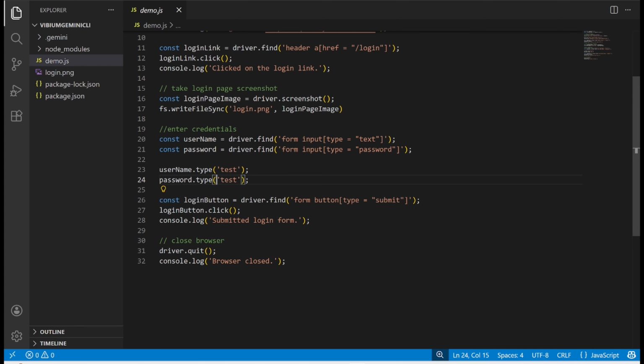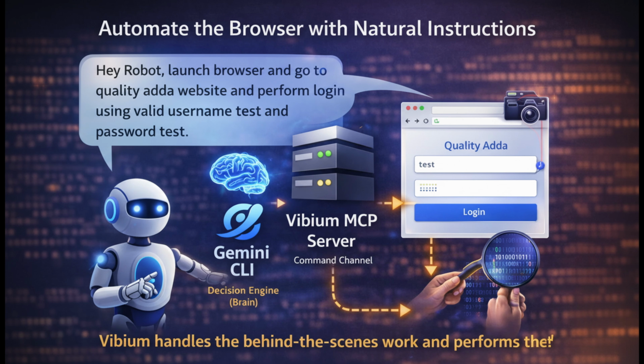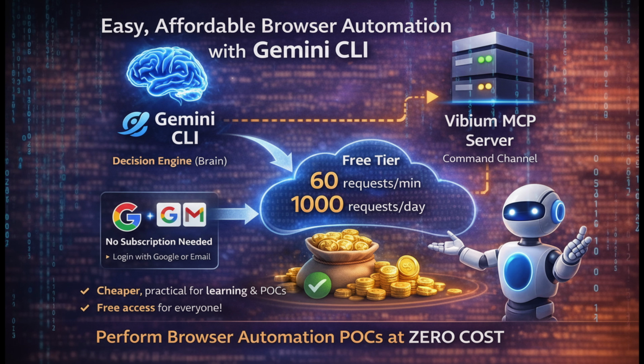Vibium and JavaScript code. Now with Vibium MCP server and Gemini CLI, we will provide plain natural instructions to automate the browser. Just like you are asking a robot, launch browser and go to Quality Adda website and perform login using valid username and password. Let's see how to implement this. Trust me, this is super easy, with zero setup and no cost.